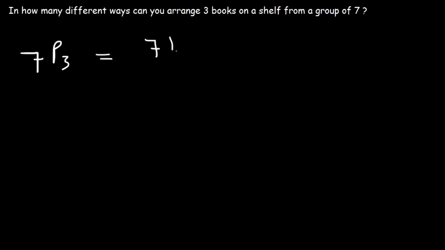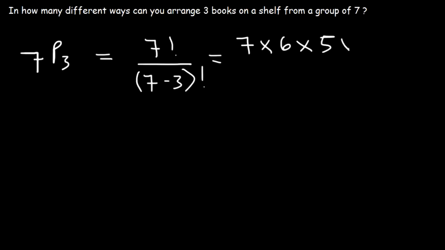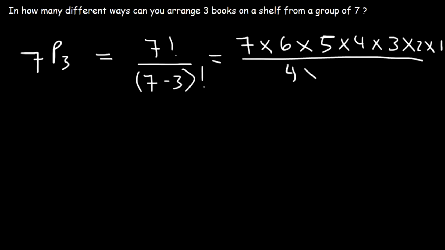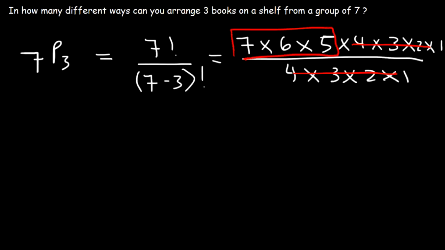So this is going to be 7 factorial divided by the difference between 7 and 3, factorial. 7 factorial is 7 times 6 times 5 times 4 times 3 times 2 times 1. 7 minus 3 is 4, and 4 factorial is 4 times 3 times 2 times 1. So we can cancel these numbers, leaving behind 7 times 6 times 5. Now 6 times 5 is 30. And we know that 3 times 7 is 21. So 30 times 7 is 210.